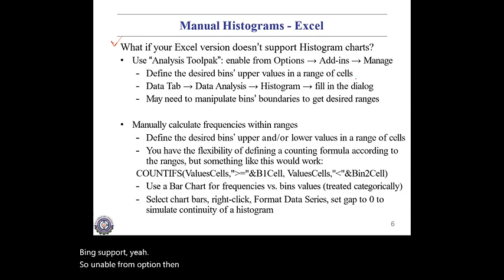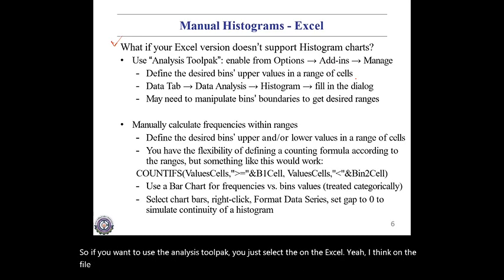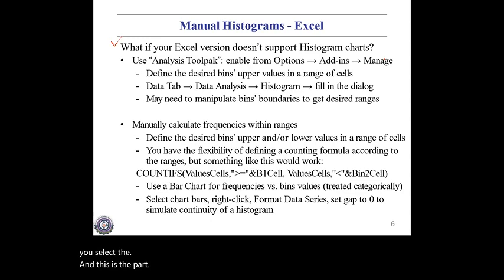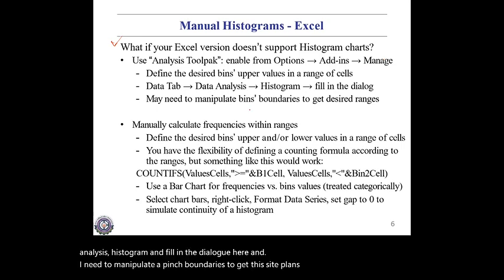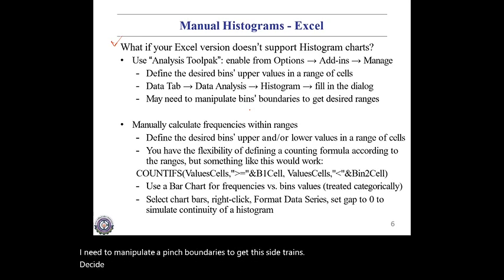Then after that, Add-ins from Excel. So if you want to use the Analysis ToolPak, on the File part you find Options, then Add-ins and Manage, and you select the Analysis ToolPak, and define the desired bins' upper values in a range of cells. Then on the Data tab, Data Analysis, Histogram, and fill in the dialog here. I need to manipulate the bin boundaries to get the desired range. So these are the uses of the Analysis ToolPak.